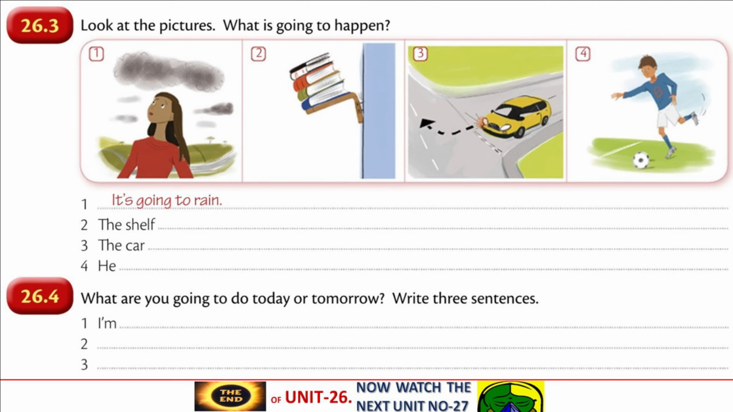26.4. What are you going to do today or tomorrow? Write 3 sentences. Number 1. I am going to phone Maria this evening. Number 2. I am going to get up early tomorrow. Number 3. I am going to buy some shoes tomorrow.